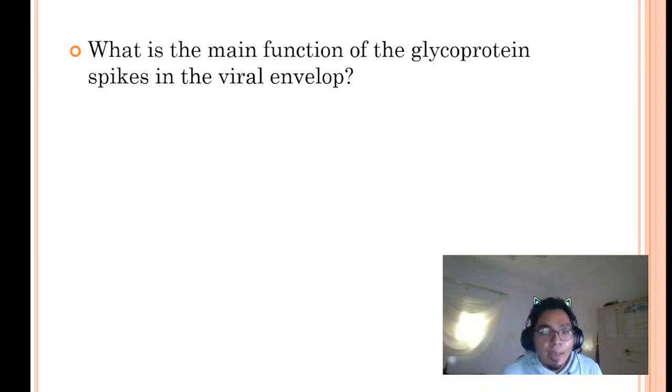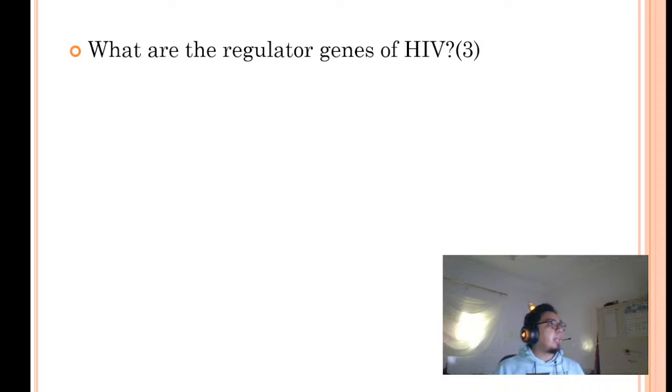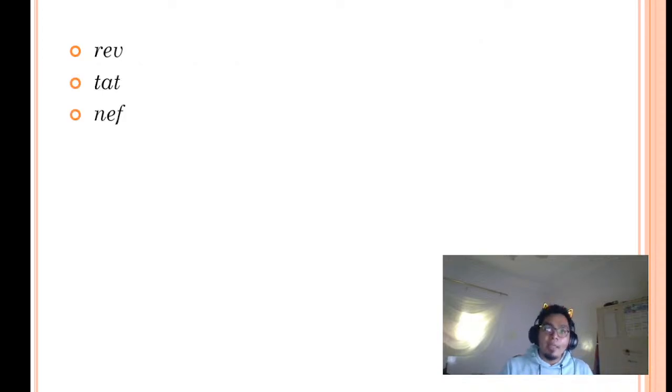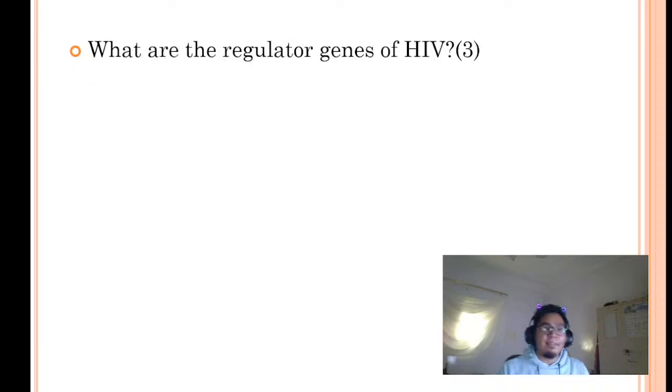All right. The main function of the glycoprotein spike in the viral envelope is that it binds to CD4 receptors. It allows the viral particle to be absorbed into the cells. All right, the regulatory genes of HIV. Please don't forget the Rev, TAT, and NEF. Please don't forget these things because they will ask you guys about it.